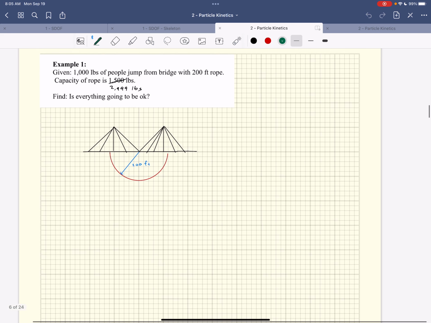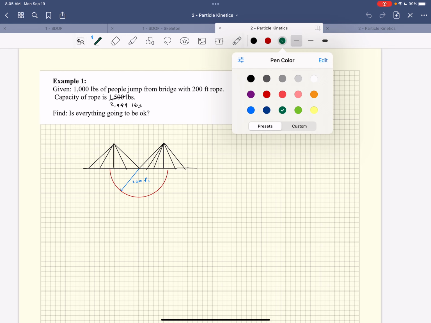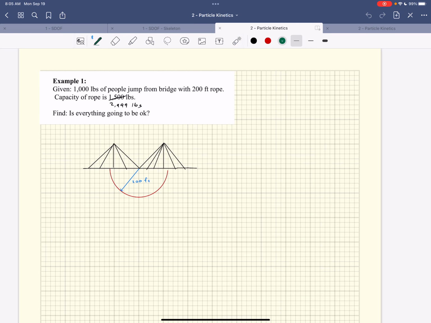So they jump. Is everything going to be okay? So we're going to say that there's 1,000 pounds of people jump from the bridge with a 200-foot rope. The capacity of the rope is, I kind of changed it to 2,999. I'll explain it. 1,500. I'll explain why it wouldn't be that. Is everything going to be okay? So then they jump. All right. So this one is, right, we're in the middle of the force mass acceleration. So we're going to do a force mass acceleration problem, okay?